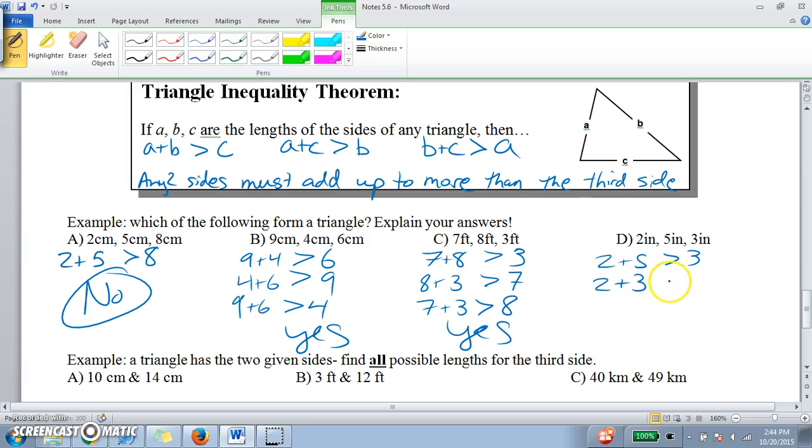2 plus 3, however, is not greater than 5. It's equal to 5, but this has to be strictly greater than 5, because if I tried to take a segment 5 units long and put a segment 2 units long and 3 units long on top of it to make a triangle, these two segments would have to lay flat on this segment down here in order to stretch all the way across, and that wouldn't make a triangle, it would just make a line segment. So this does not work.